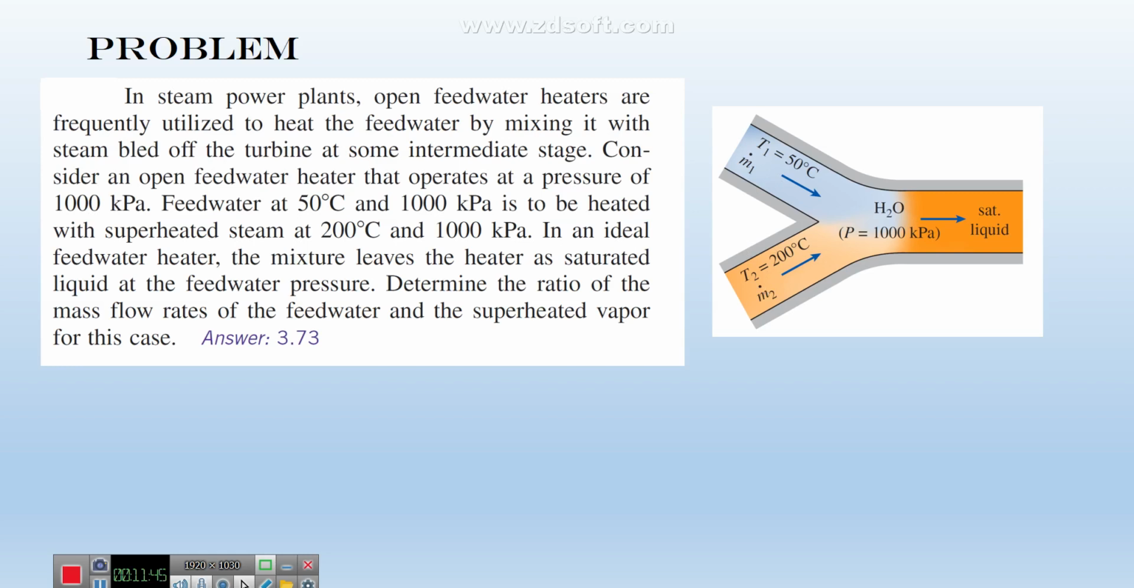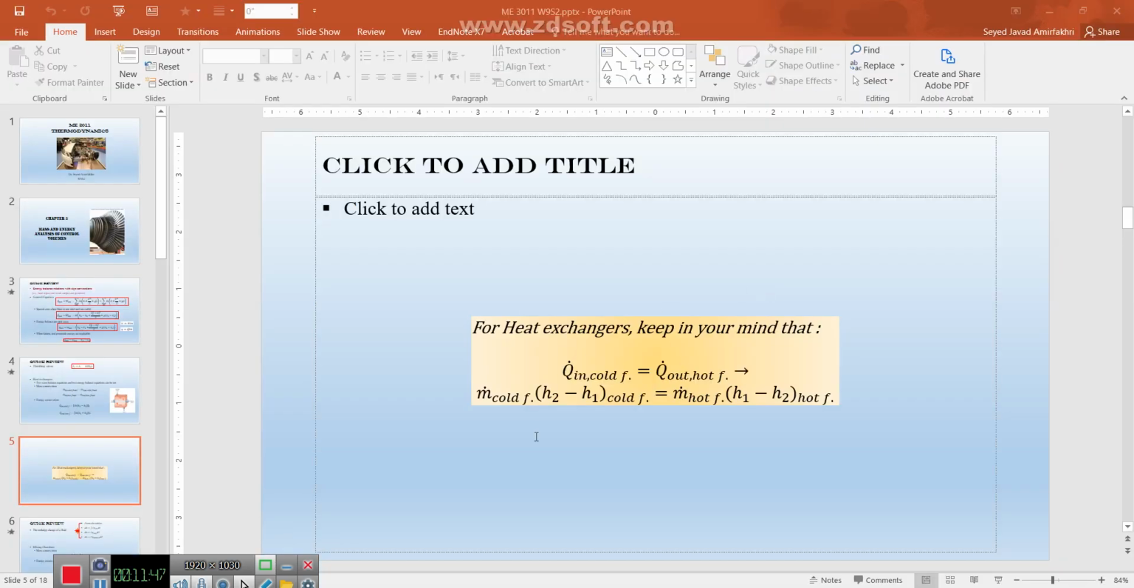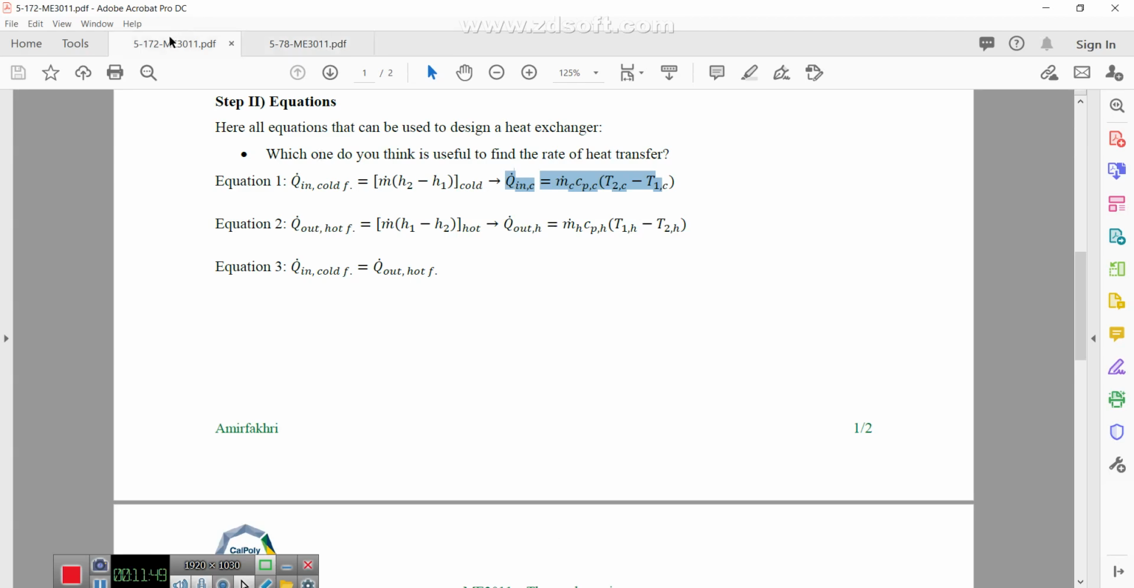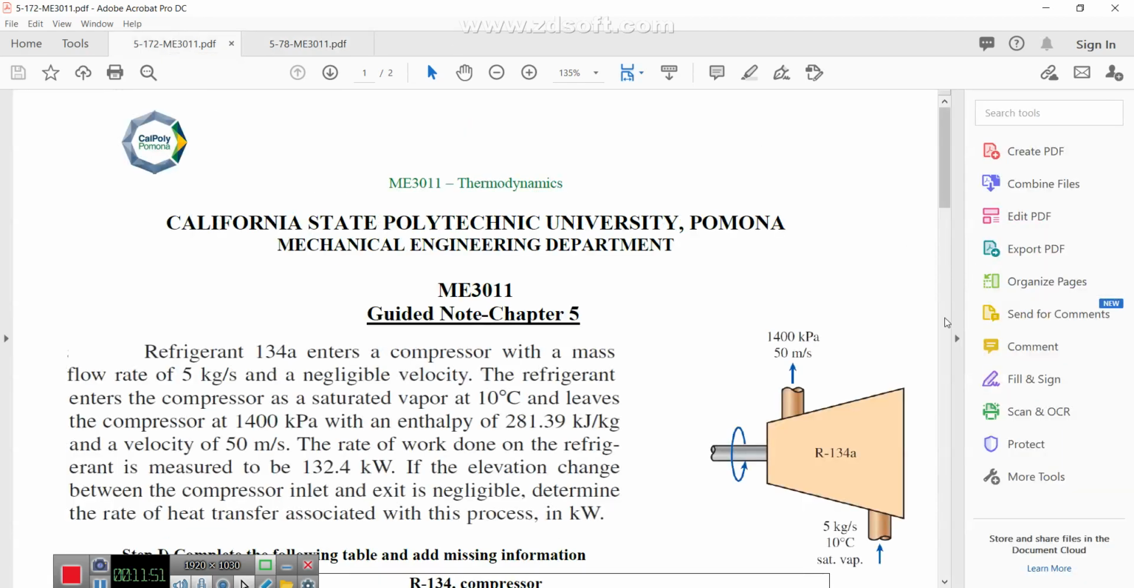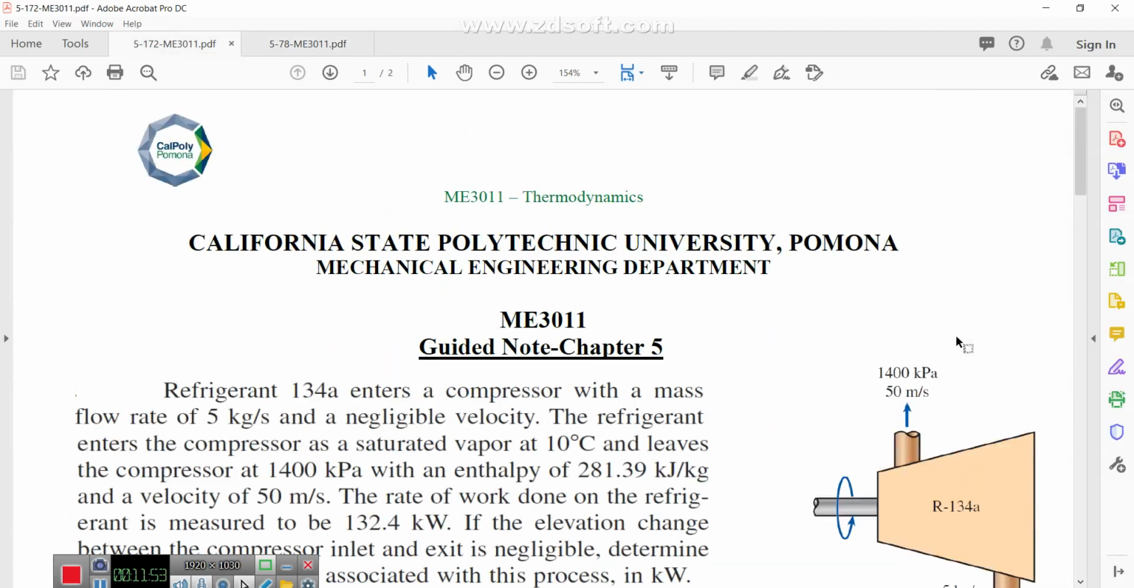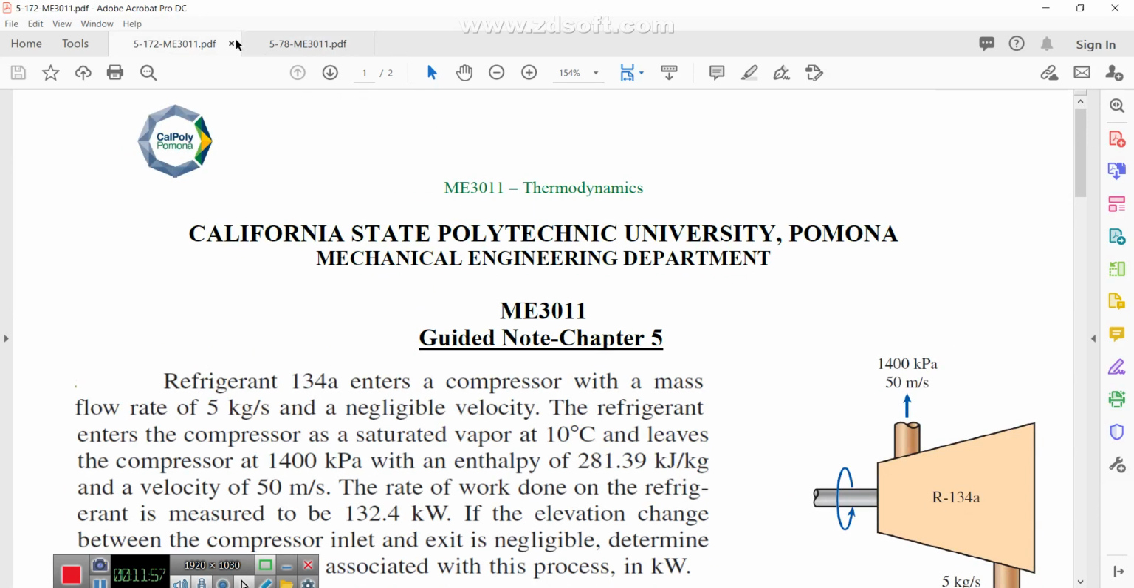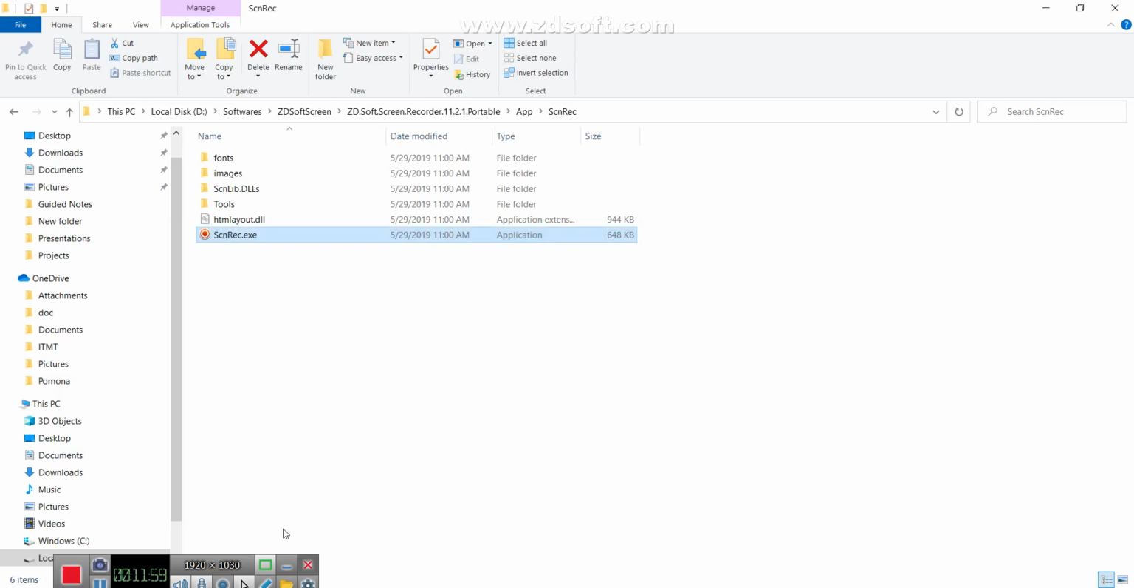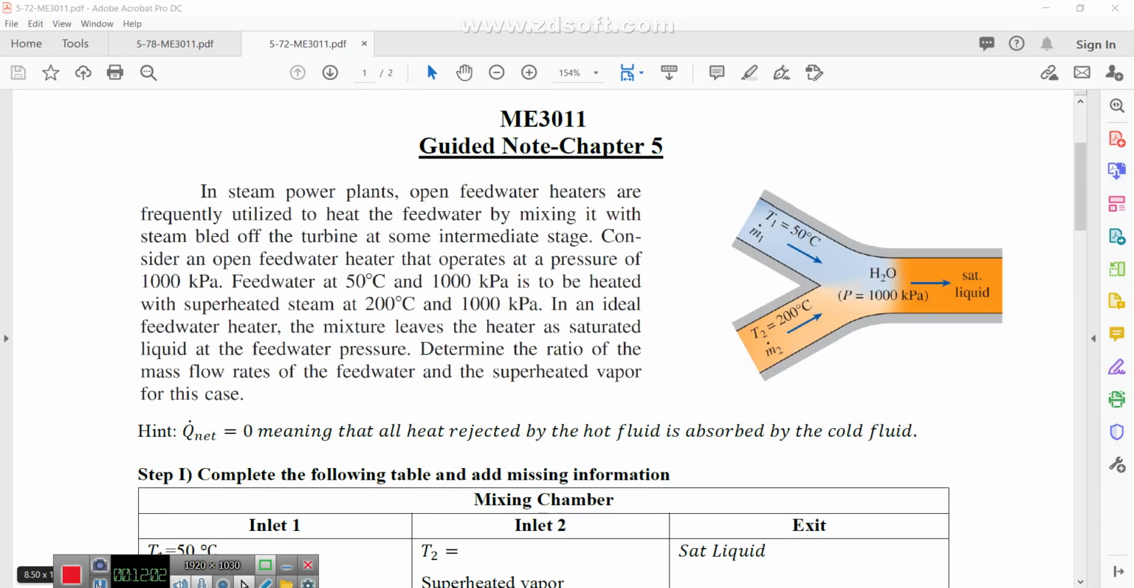Now, to solve this problem, let's go. Please open the PDF file 172. Oh, sorry, it's not the right one. Please open file 572 available on the Blackboard.